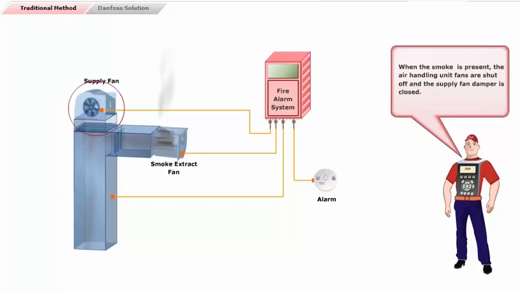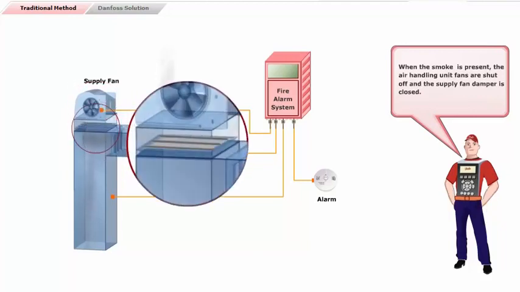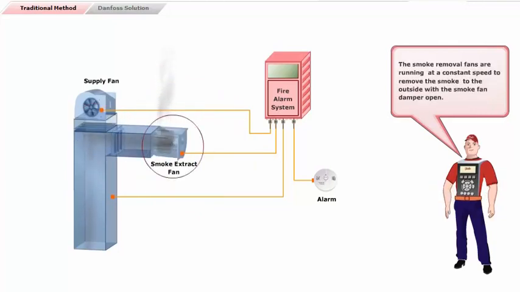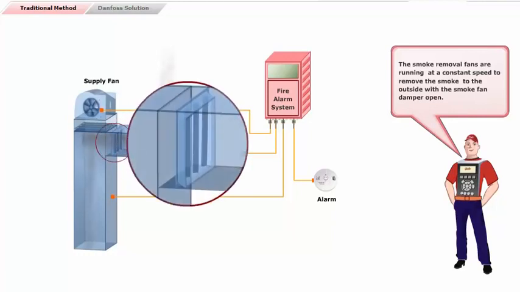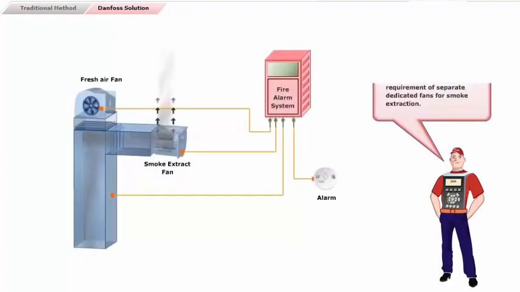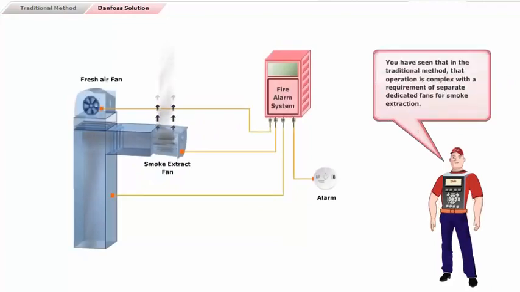When the smoke is present, the air handling unit fans are shut off, and the supply fan damper is closed. The smoke removal fans are running at a constant speed to remove the smoke to the outside, with the smoke fan damper open. You have seen that in the traditional method, the operation is complex, with a requirement of separate dedicated fans for smoke extraction.